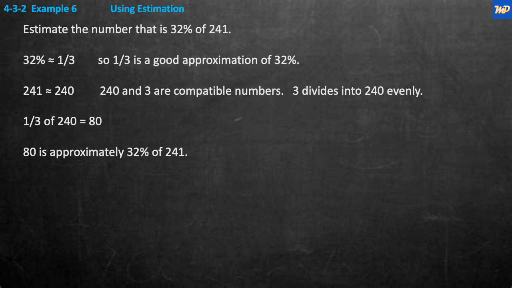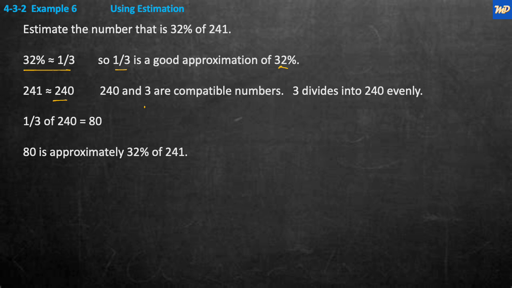32% is very close, or approximately 1/3. 33 and a third percent is exactly a third, but 32 is pretty close. So 1/3 is a good approximation for 32%. So we're going to use 1/3 for the 32%. And 241 is almost equal to 240. The nice thing about 240 is that 240 and 3 are compatible numbers, right? 3 divides into 240 evenly.